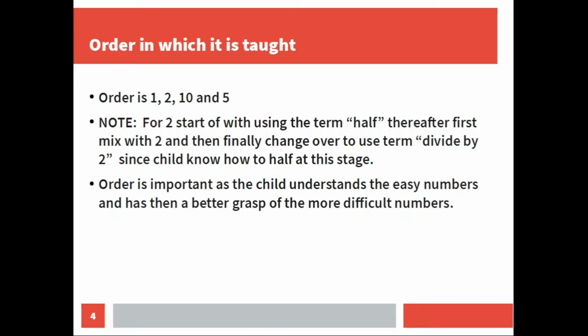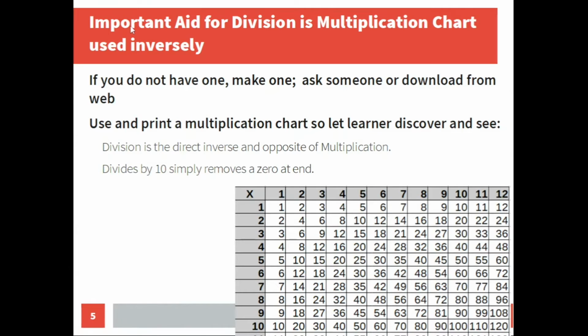The child already at this stage in grade 3 is supposed to know half. You halve this and you can halve that. So you first just re-emphasize half and revise it, and then slowly turn over your terminology. Use divide by, say, half of 6, 6 divided by 2, slowly, so that the child can know the terminology. An important aid in division is a multiplication chart.